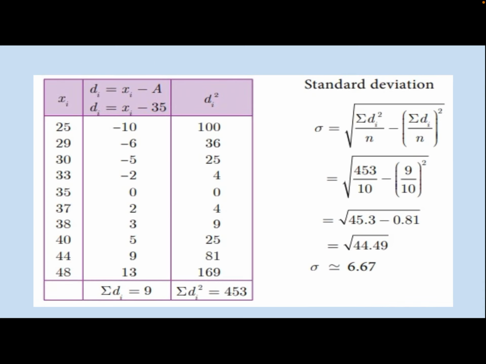You can see this example. Just one part is eliminated, where we have not calculated the actual mean. In this question, we have assumed 35 as the assumed mean. The second column is of deviations and the third column is of square of deviations. Once we have made the table, we will apply the values in the formula and find out the standard deviation.